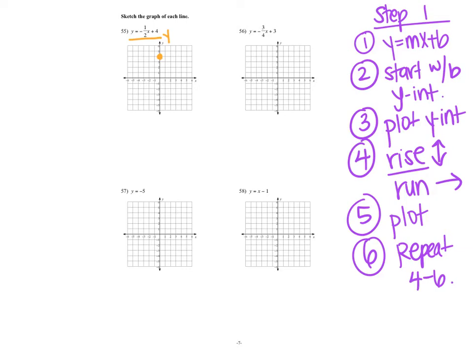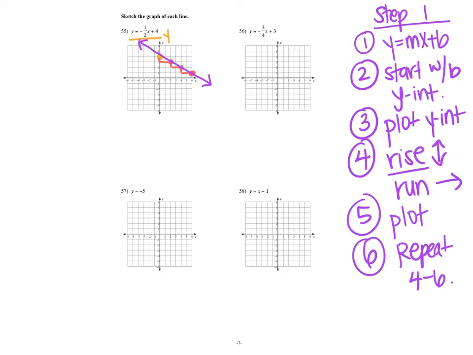And then it says plot. So I plotted. Number 4 says rise over run. It is negative, so I'm going to go down 1 and then to the right 2, and put a dot. And I'm going to go down 1 and to the right 2, and down 1 and to the right 2. And now I can see kind of a pattern, and I can draw my line. And I'm done. Okay, 56, same thing. So I'm going to start off with a 3 on my y-intercept.